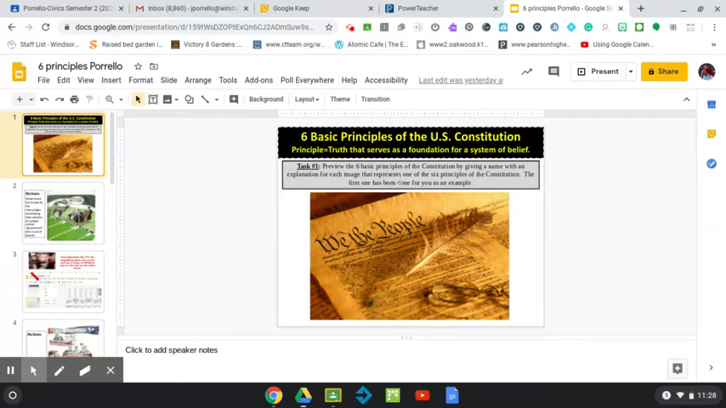You can see here it says Task One. You're going to preview the six basic principles of the Constitution by giving a name with an explanation for each image that represents one of the six principles of the Constitution. And I did the first one as an example, so we'll look at that now. Here's your example.